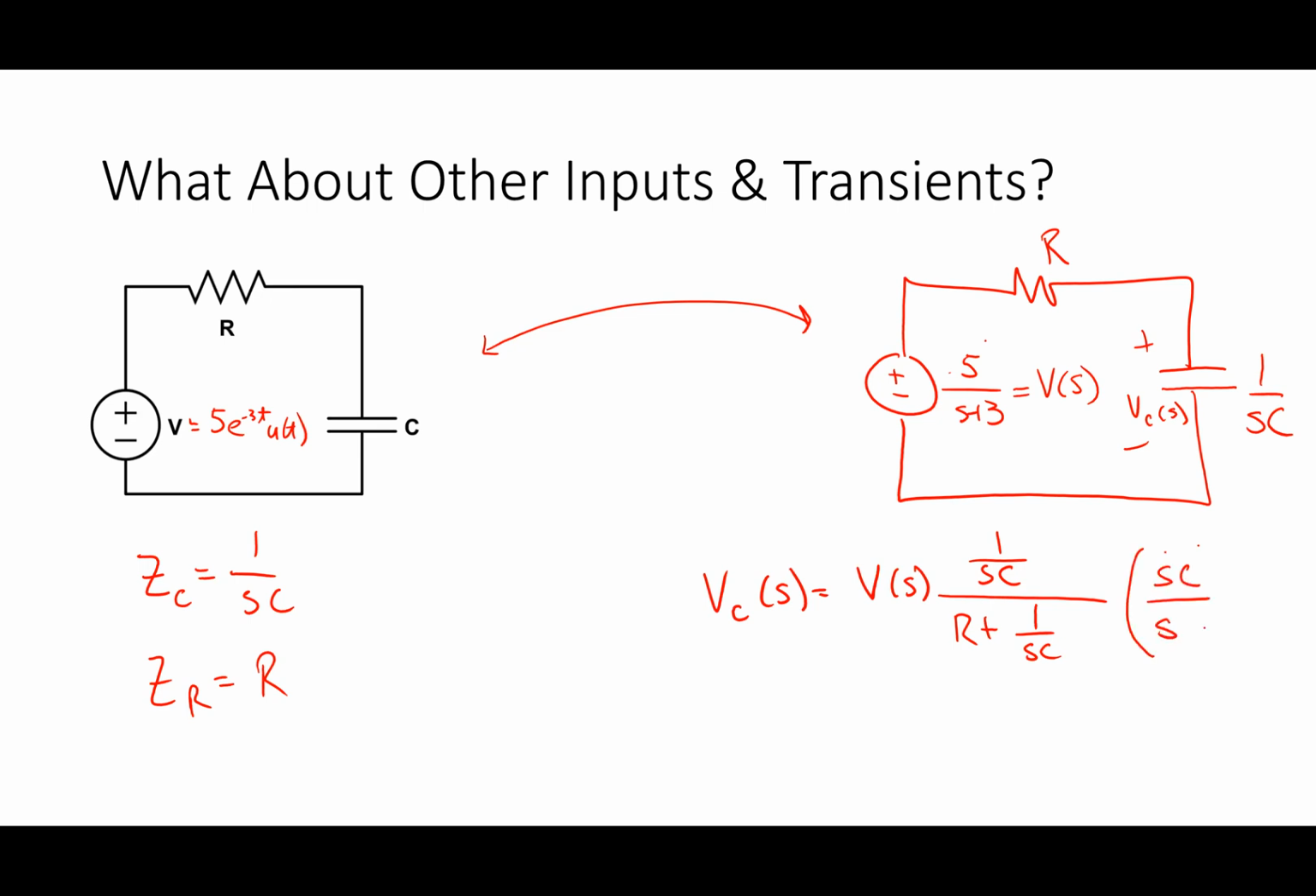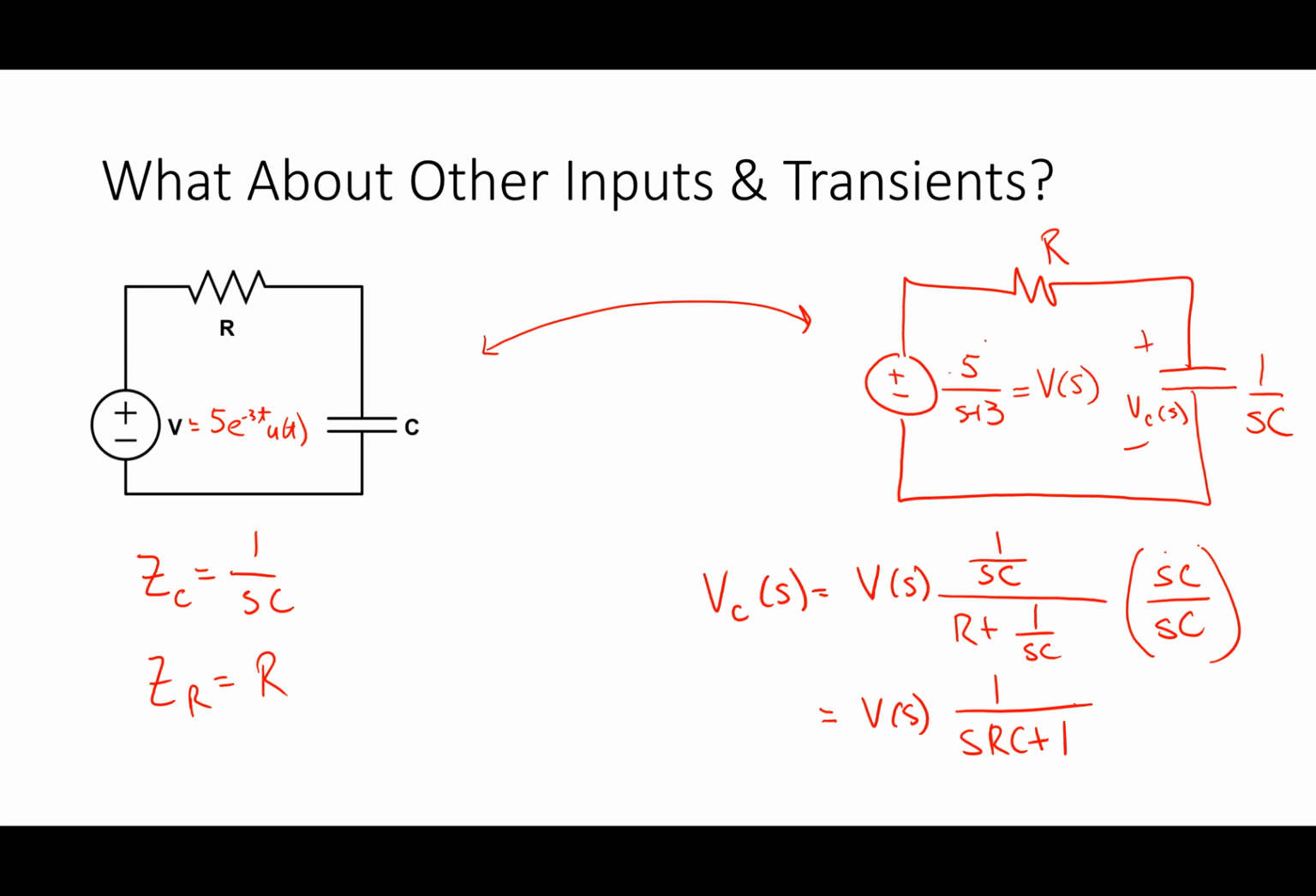So I multiply top and bottom by SC, like that. If I multiply top and bottom by SC, that's equivalent to multiplying by 1, right? So what happens if I multiply 1 over SC times SC? Well, I get 1, right? So this becomes V of S times 1 over SRC plus 1.